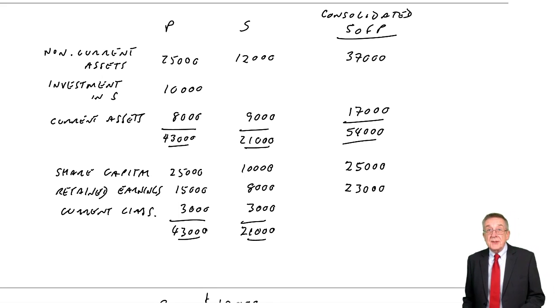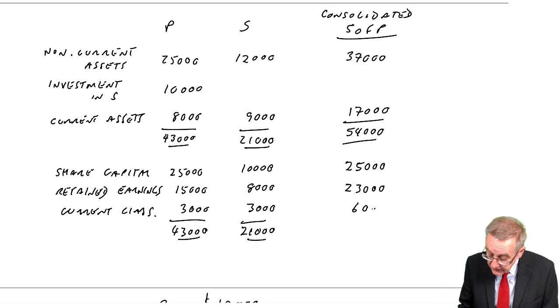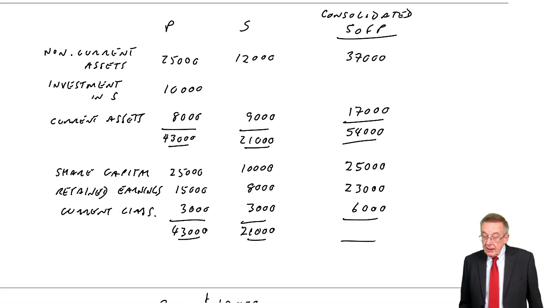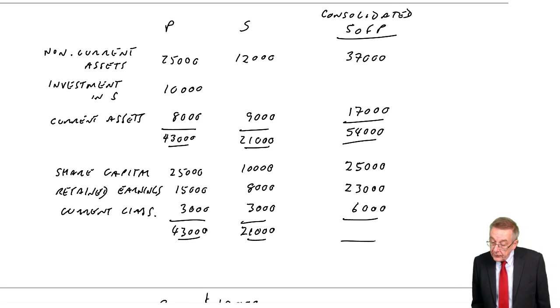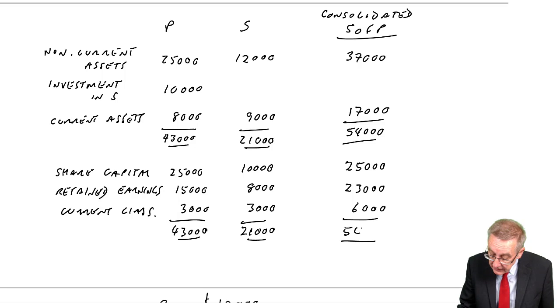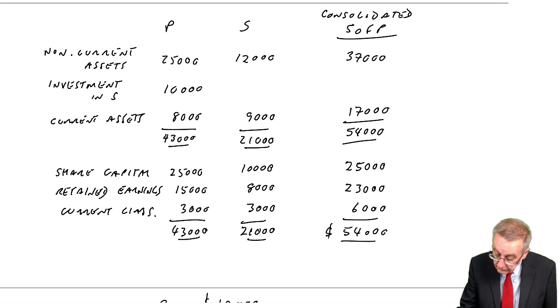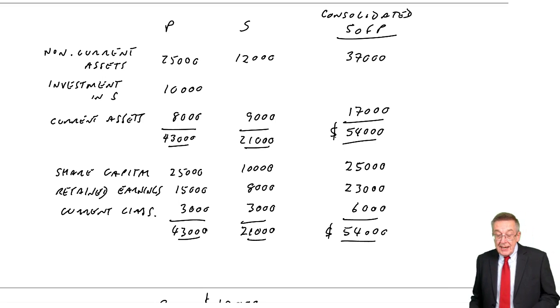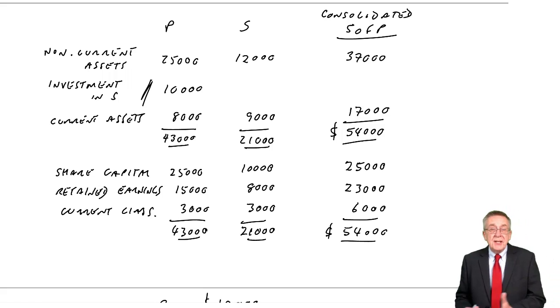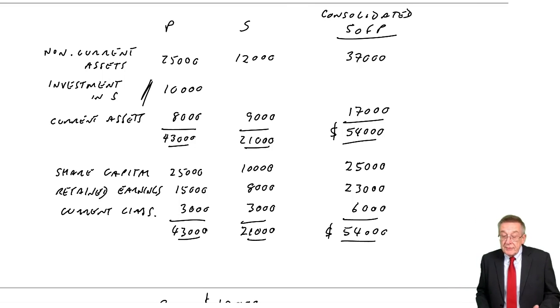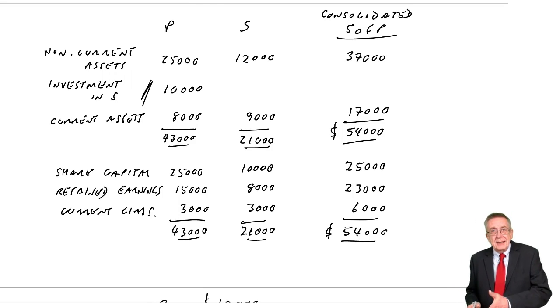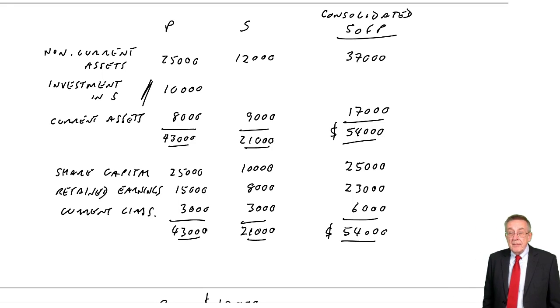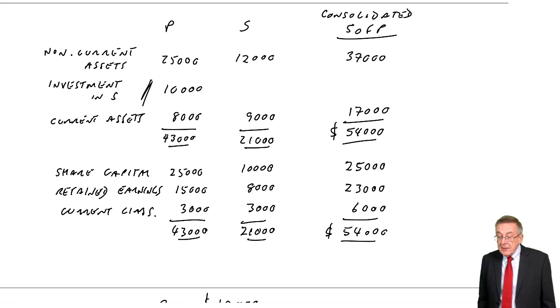And the current liabilities, again, as though it's one big company, 3 plus 3, 6,000. Let's check it adds up. 48, 54,000. And there we are. Notice that the investment in S of 10,000 has disappeared. All we've done is replaced that with the assets and liabilities that are owned by S. But again, there we are.